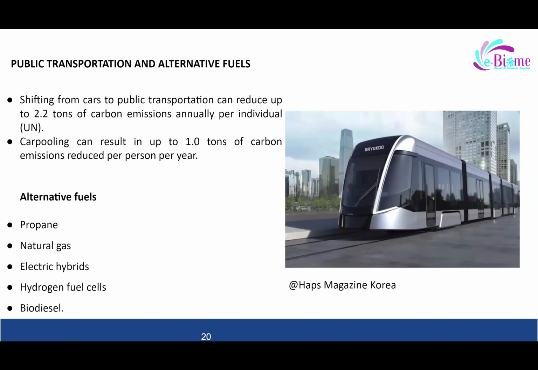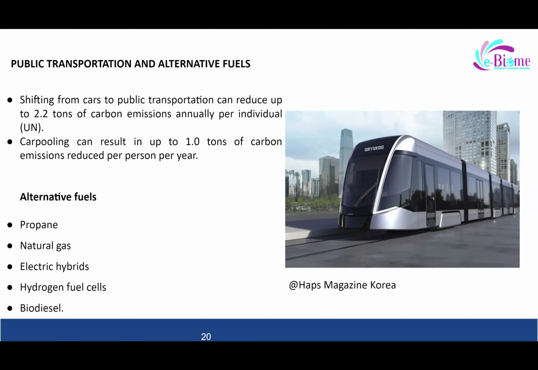So, public transportation and alternative fuels. Shifting from cars to public transportation can reduce up to 2.2 tons of carbon emissions annually per individual. That's according to the United Nations. Carpooling can result in up to 1 ton of carbon emissions reduced per person per year. And this is quite significant considering the number of people that are sometimes clustered in particular cities.